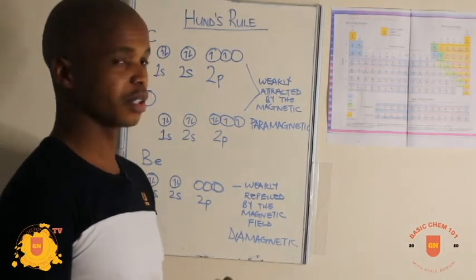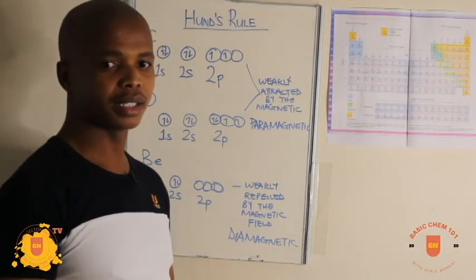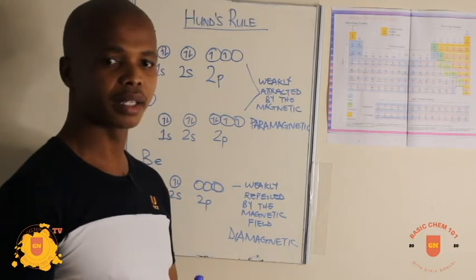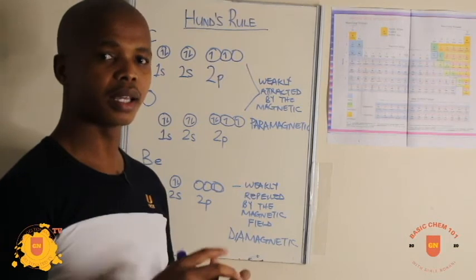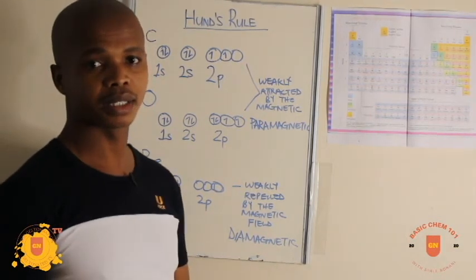So for today we stop there, and that is how we will be wrapping up the electron configurations and the orbital diagrams.